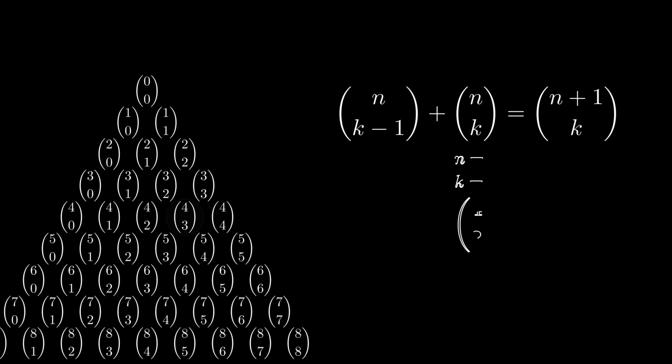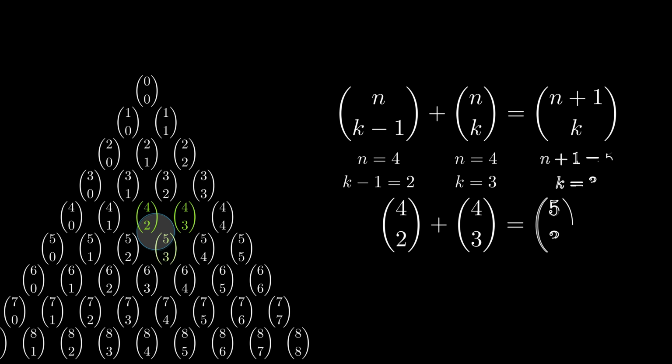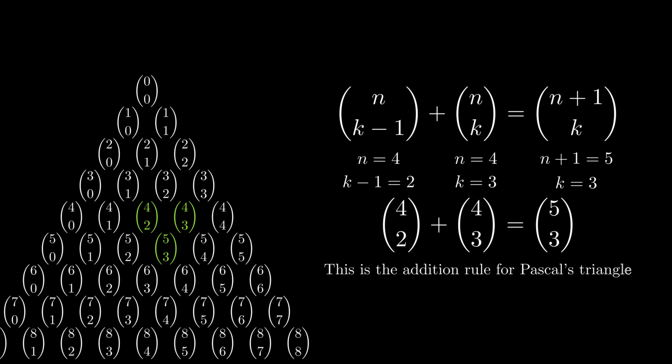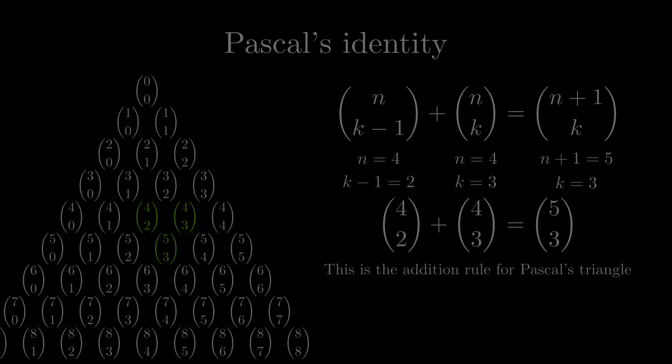Suppose this is our n choose k. Here is n choose k minus 1, and here is n plus 1 choose k. This identity says that summing up these two values would get us this, and this is simply the addition rule. We call this Pascal's identity because it is the rule that generates Pascal's triangle.